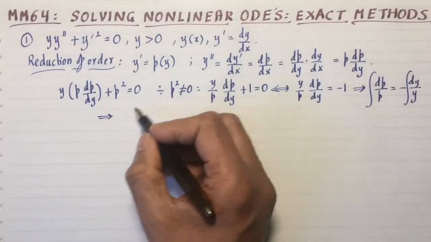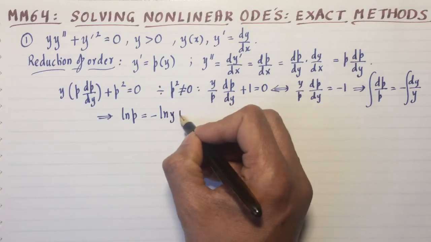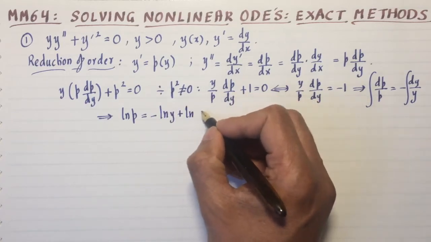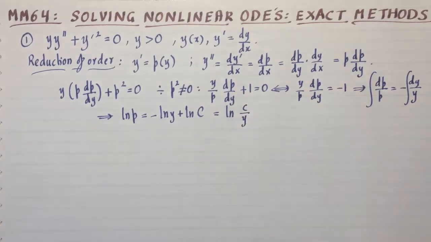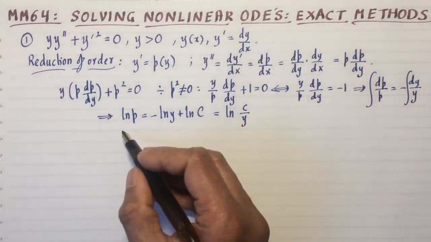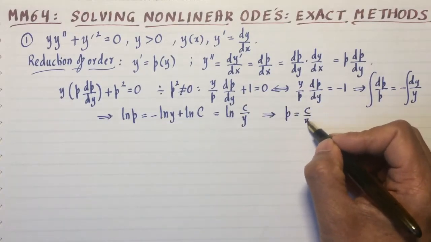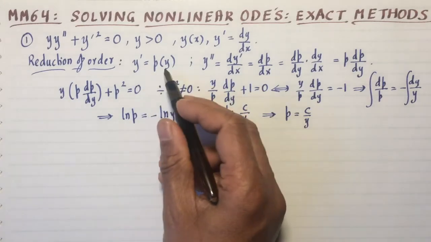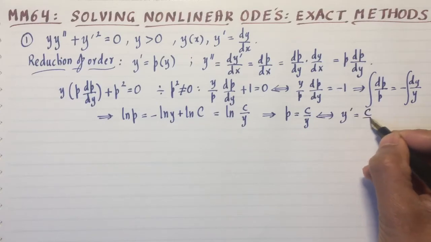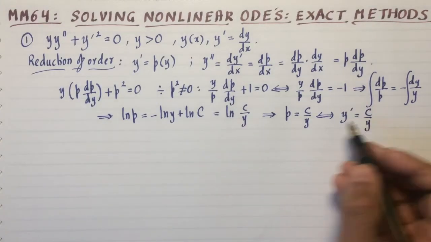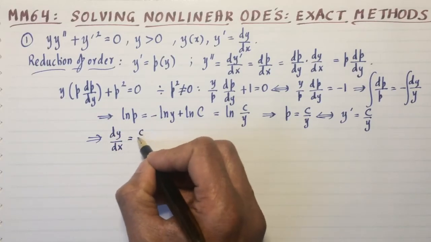If I integrate both sides, I get natural log of p equals negative natural log of y plus some constant, which I'm going to write as natural log of c. So that gives me natural log of c over y when I combine using the rules of logarithm. Stripping the natural log from both sides, I get p equals c over y. However, p is equal to y prime. So I can write this as y prime equals c over y. Now I write y prime in its true form, which is dy by dx equals c over y.